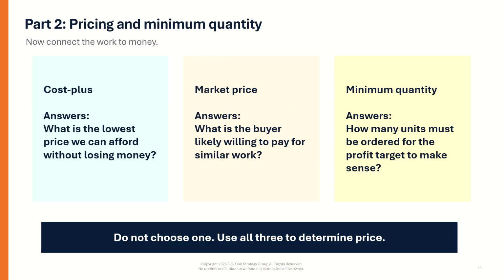In part two, we will connect the work and production process to money. These are the questions to consider when you start the pricing analysis for a bid. What is the lowest price we can afford to offer without losing money? What is the buyer likely willing to pay for similar work? How many units must be ordered for the profit target to make sense? You should consider all of these questions when preparing the price for your contract bid. The next slides will discuss these techniques in more detail.